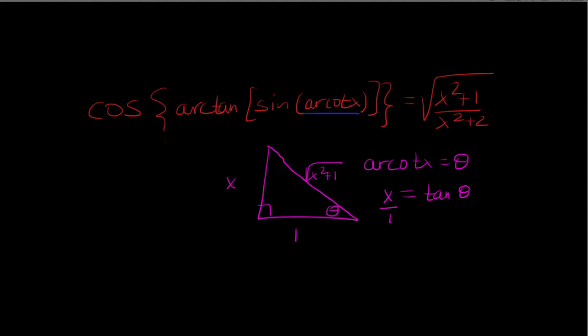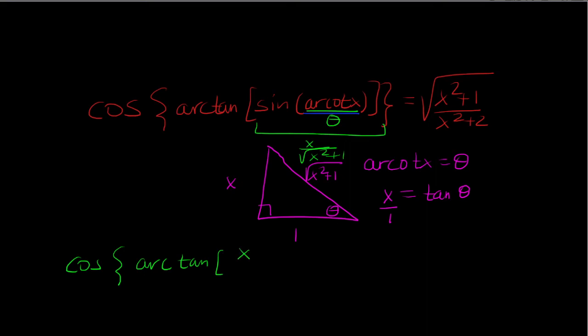Alright, so just from this first trig function, we're able to figure out the right triangle, and so now we go to the next one. Arccotangent x is theta, we said, and then sine of theta is opposite over hypotenuse. So this thing is x over the square root of x squared plus 1. So rewriting this, we have cosine of arctangent of x over the square root of x squared plus 1.